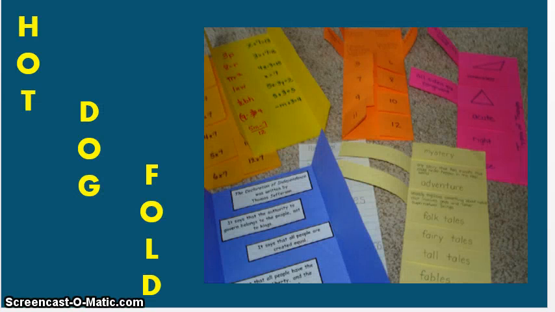The hot dog foldable can be taken many different ways, and here are just some examples. This one's analyzing different genres of literature. This one's talking about the different triangles again. One of them that I saw took different mathematical terms such as sum and product and difference and addend and subtrahend, and as you lifted up the foldable it would have the definition underneath. So lots of different curriculum areas, content areas that you can use foldables for.